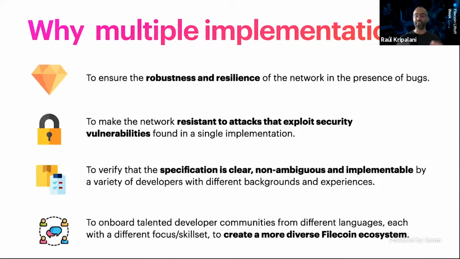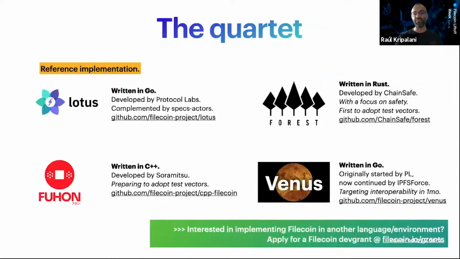It's also important to verify that the specification is clear, non-ambiguous, and implementable by a variety of developers coming from different backgrounds and different experiences, right? So as I said, ideally we want to implement these clients starting from the spec itself. And also, it's really important to have variety, because it allows us to onboard talented developer communities from different languages and with different focuses and skill sets. And this creates a diverse Filecoin ecosystem. It also allows us to get many, many more eyes by essentially multiplying exponentially the number of people that are looking at the protocol and the specifications themselves.